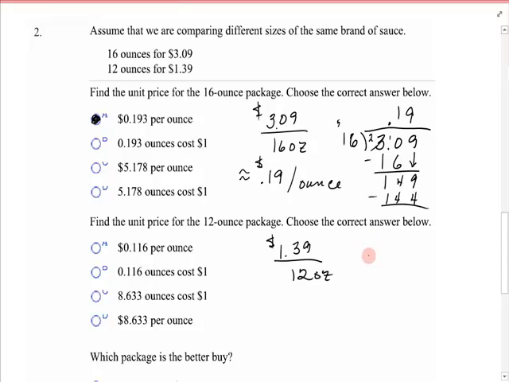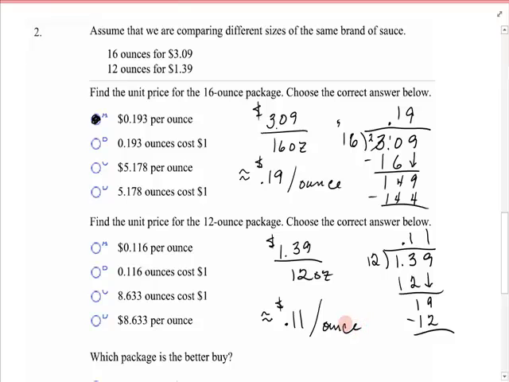For the second one, I divide 12 into 1.39. 12 goes into 13 one time. That's 12. Bring down the 9. It goes in there one time. I can stop right there. I don't need to go any further. It's going to be obviously more than that, but it is approximately 0.11 or 11 cents per ounce. It's more if I added more zeros. So money per ounce. It turned out to be choice A again.